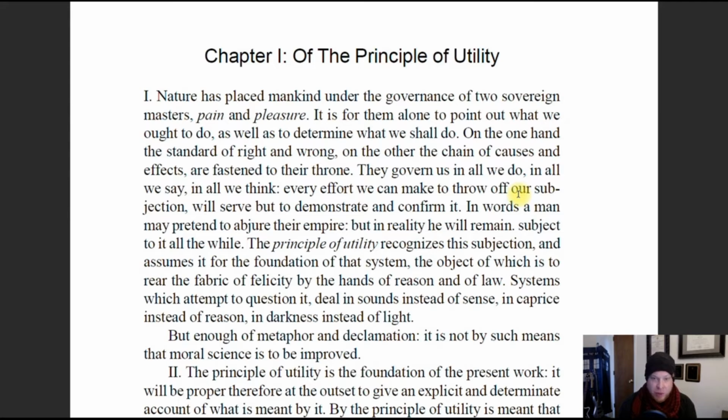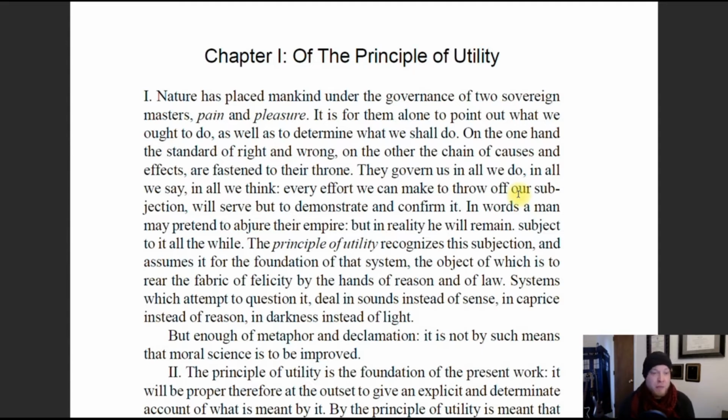It is for them alone to point out what we ought to do, as well as to determine what we shall do. On the one hand, the standard of right and wrong. On the other, the chain of causes and effects are fastened to their throne, their being pain and pleasure. They govern us in all we do, in all we say, in all we think. Every effort we can make to throw off our subjection will serve but to demonstrate and confirm it.